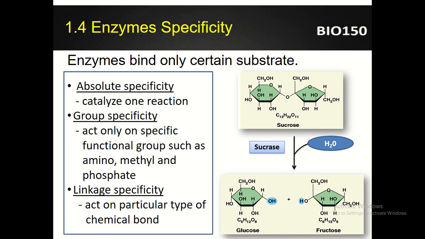Last but not least, enzyme specificity. I already mentioned this earlier. There are three types of enzyme specificity: absolute specificity, group specificity, and linkage specificity. For absolute specificity, the enzyme can only catalyze one type of reaction. For group specificity, the enzyme only acts on a certain functional group. And for linkage specificity, the enzyme only acts on a particular chemical bond of the substrate.